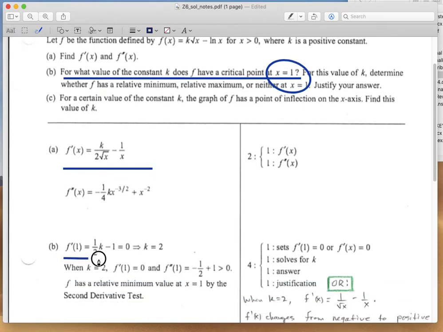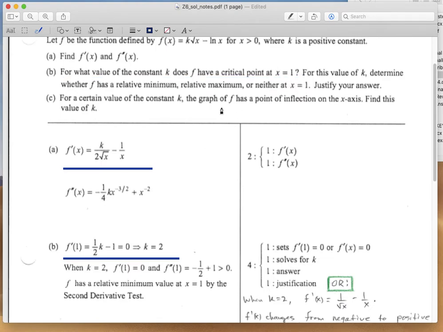So what do we do? We find f prime of 1. That is, we put 1 in for x. We get f prime of 1. We set f prime equal to 0. Solve for k, and you get k equals 2. So at k equal 2, f has a critical point at x equal 1.